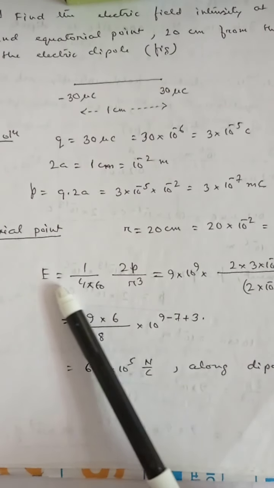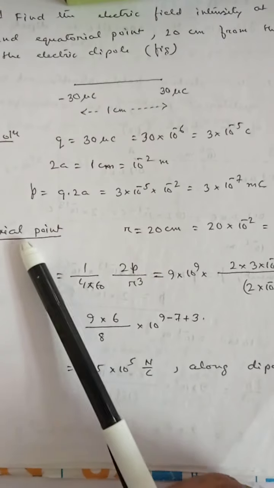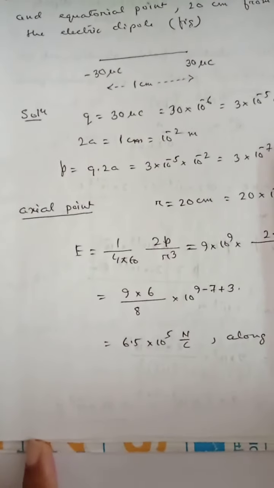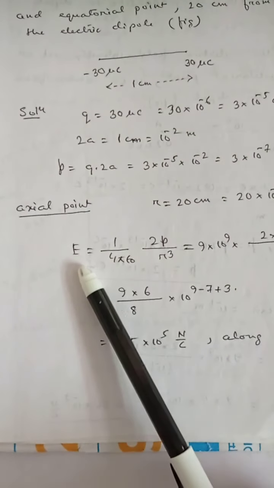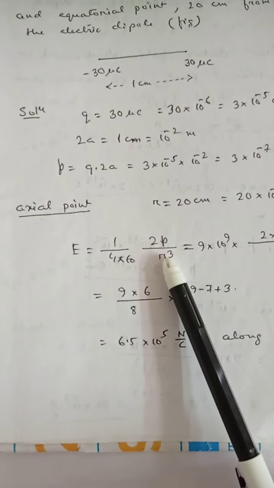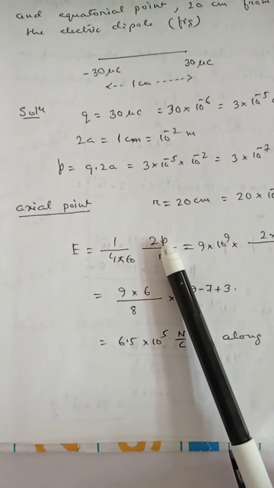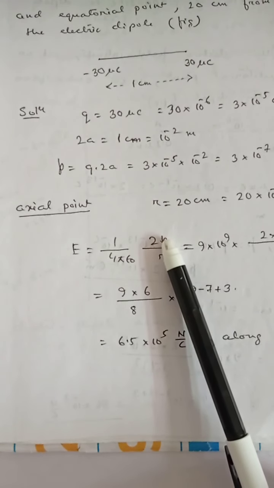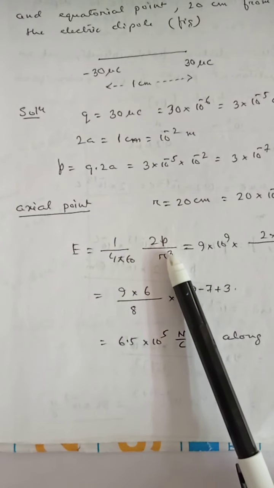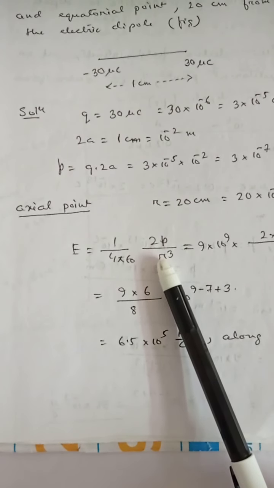What is the expression of electric field intensity at an axial point? E is equal to 1 by 4 pi epsilon 0 twice P by R cube. What is P? P is the electric dipole moment. What is R? R is the distance of axial point from center of electric dipole.